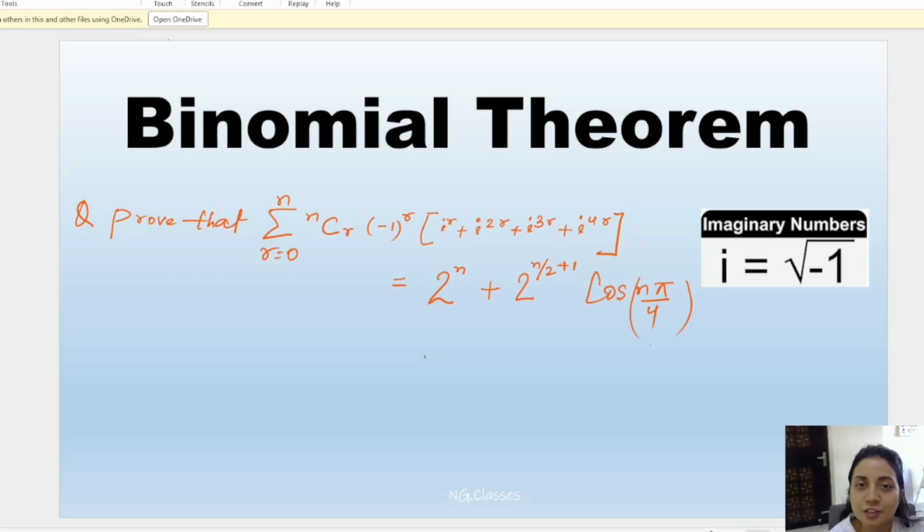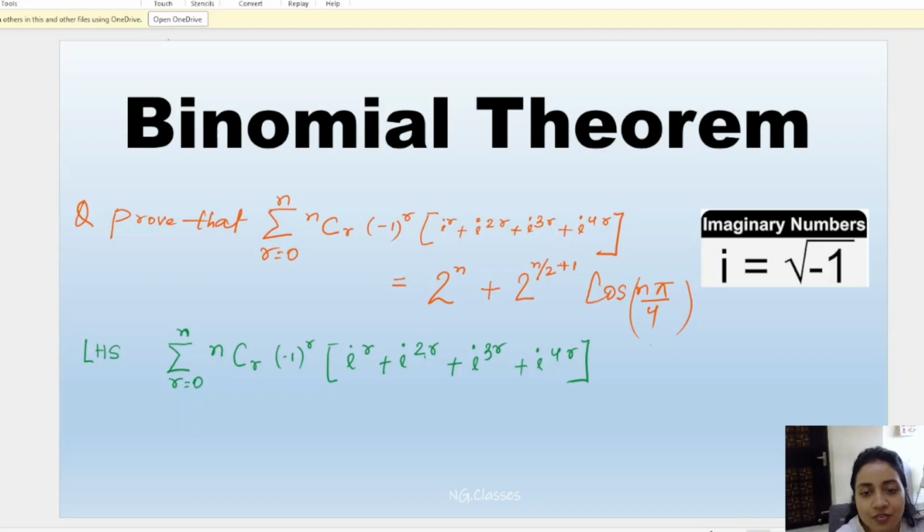Hello everyone, let's see this particular question. So here we have a proof based question where we are supposed to prove the left hand side is equal to the right hand side. Now if we take the left hand side, so this is our left hand side.